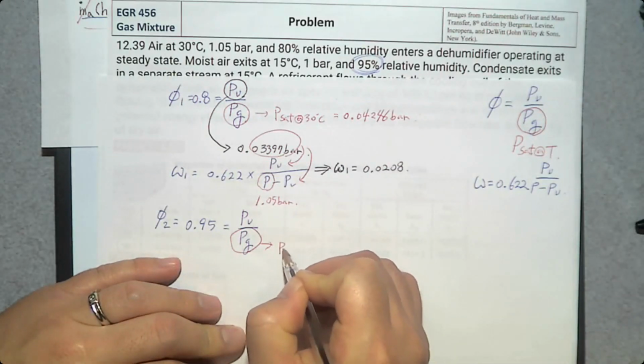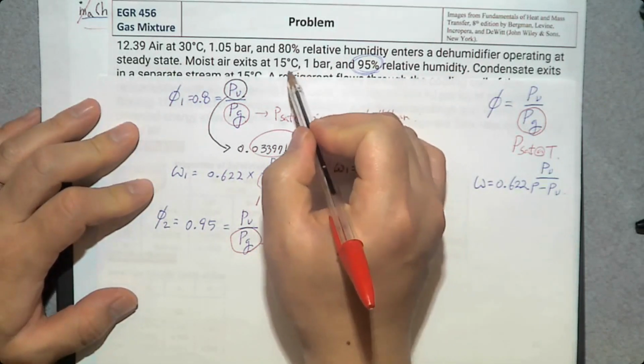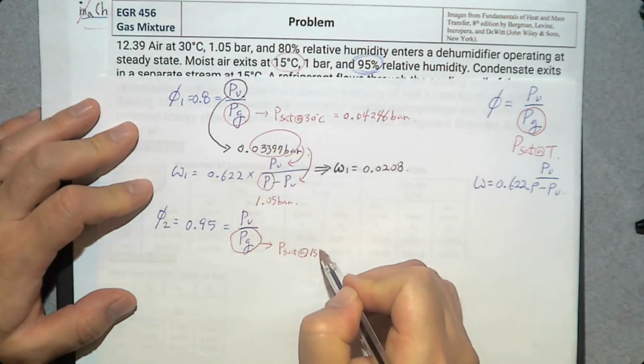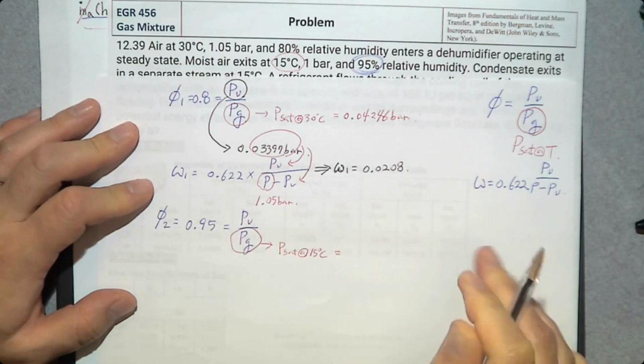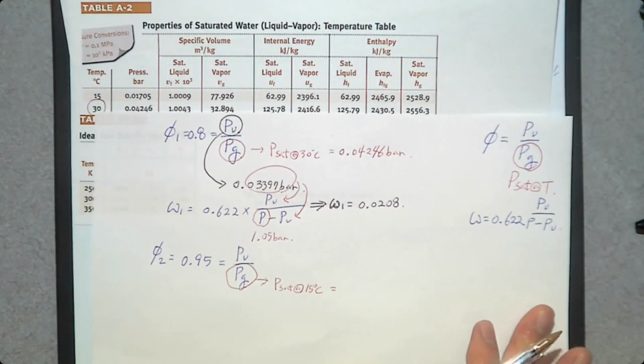So P sat at what temperature? What is the temperature? 15 degrees Celsius. Then what is P sat at 15? If you go there, table A2 at 15 degrees Celsius, P sat is 0.01705.